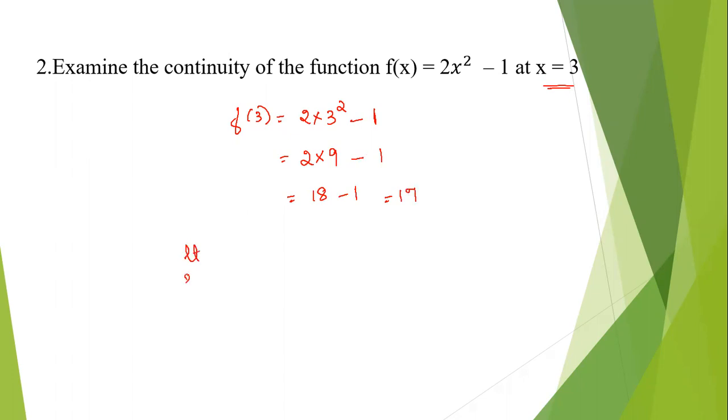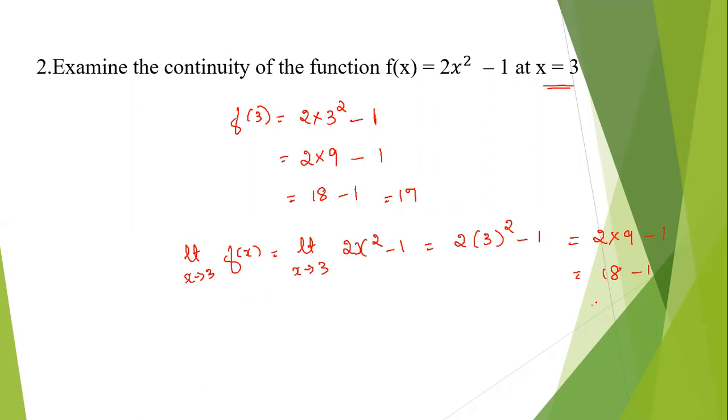So what will be the limiting value? Limit x tending to 3 of 2x square minus 1. So this will be 2 into 3 square minus 1, 2 into 9 minus 1, 18 minus 1. This is also 17. So students, what can we conclude? We can conclude our functional value f of 3 is equal to the limiting value. So our function f of x, 2x square minus 1, is continuous at x is equal to 3.